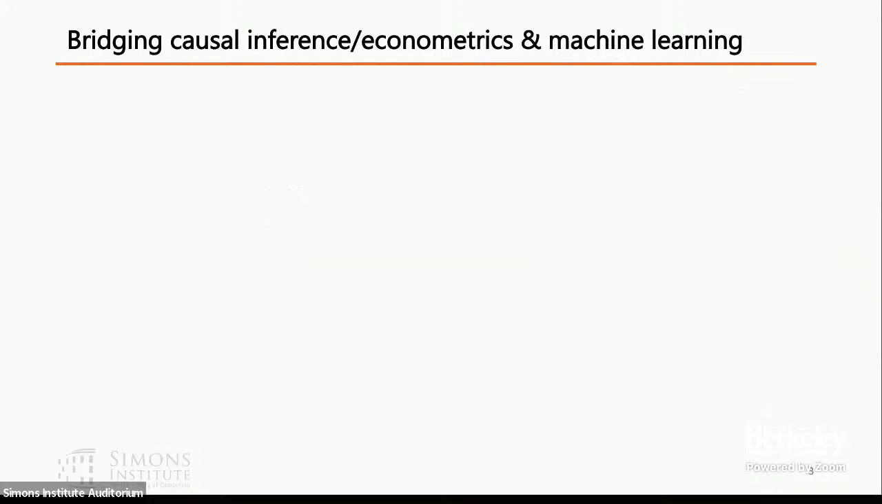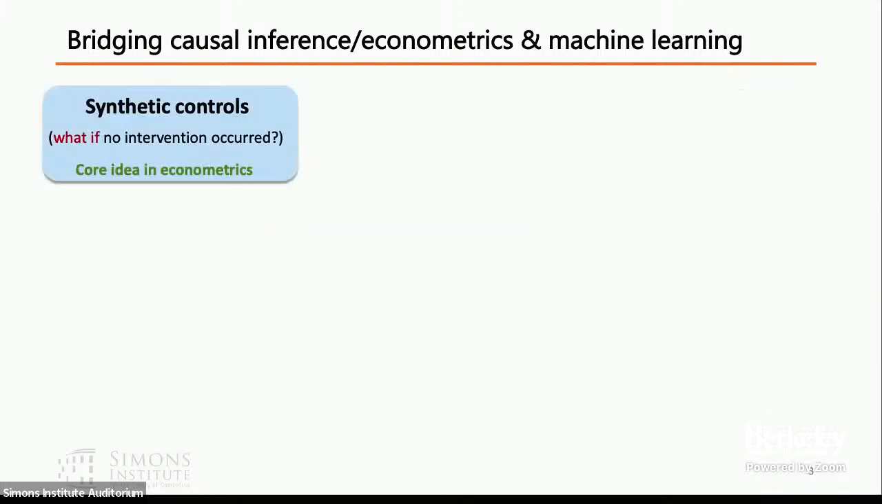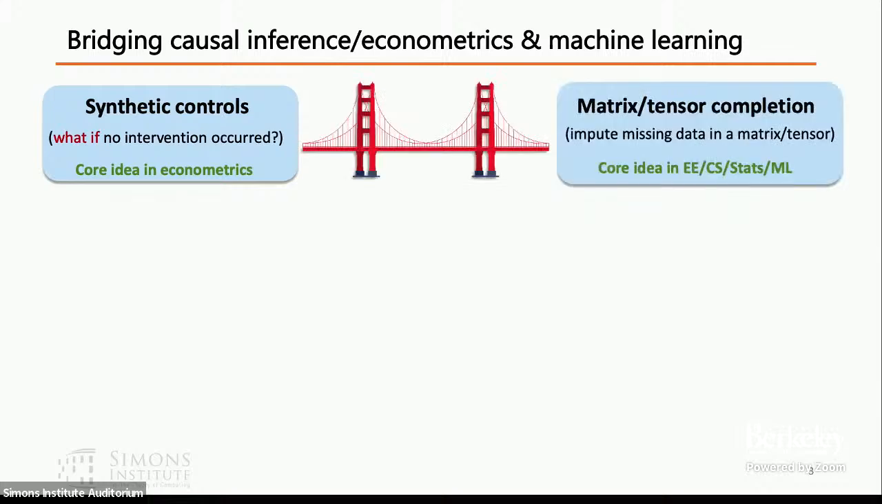Specifically, my thesis has been about bridging two subfields. One is called synthetic controls, which asks the question of what if an intervention didn't occur? It's a core idea in econometrics. And trying to bridge that with matrix and tensor completion, which is the core idea in EE, CS, stats, and ML. It's about imputing missing data in a matrix or a tensor.